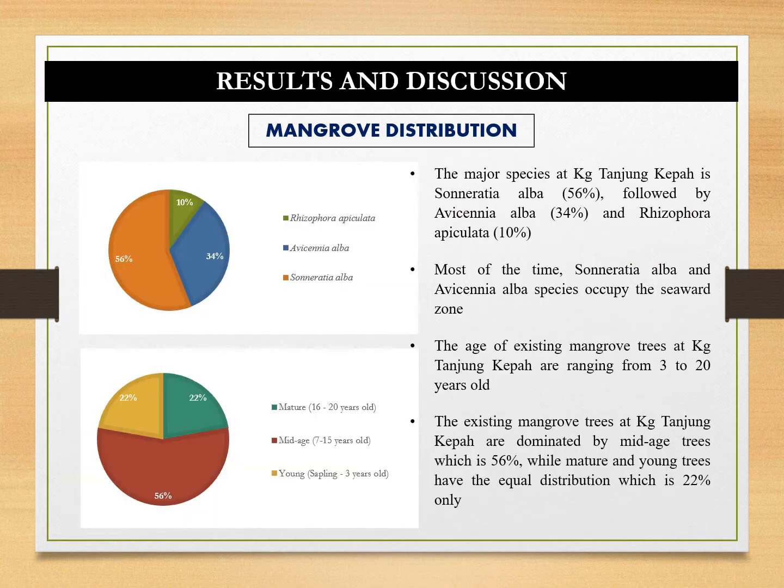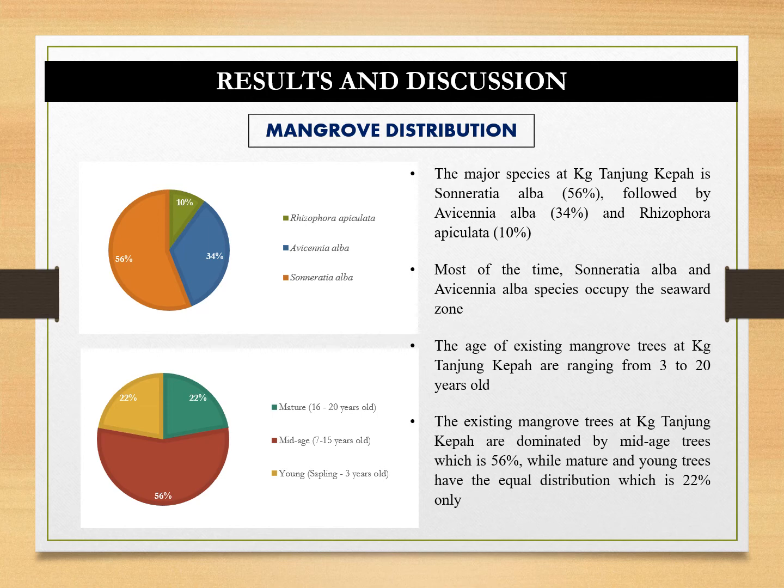Then moving on to the results and discussion. For mangrove distribution, the major species of Kampung Tanjung Kepah is Sonneratia alba 56%, followed by Avicennia alba 34% and Rhizophora apiculata 10%. So the mangrove species depends on the mangrove zonation. Most of the time, Sonneratia alba and Avicennia alba species occupy the seaward zone.